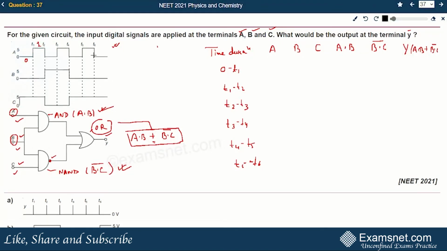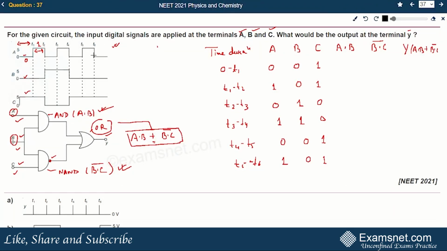Now look at the time duration 0 to t1, that means this portion. Here what is the value of A? The line is lowered, so the value is 0. Similarly for B it is 0, but for C it is 1. Similarly for t1 to t2, that means this duration, you can see that A is 1, B is 0 and C is 1 again. For t2 to t3, A is 0, B is 1, then C is 0 again. Similarly, t3 to t4, we have 1, 1 and 0, then 0, 0, 1, then 1, 0, 1.